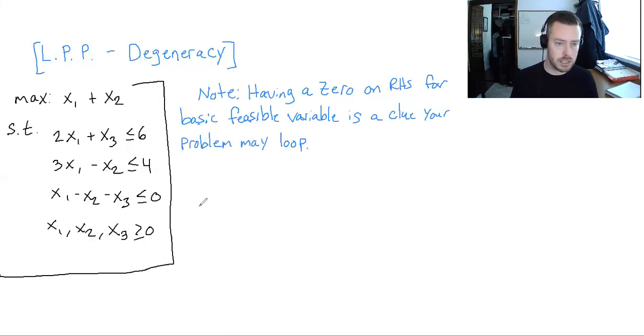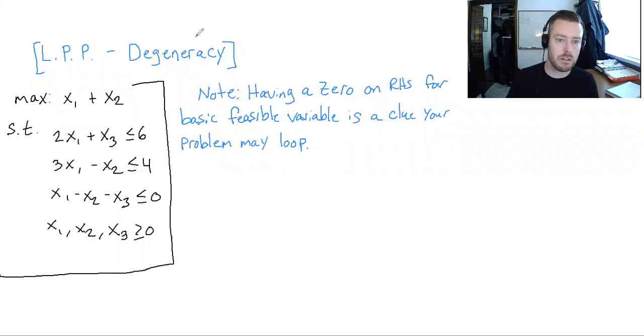So what this says is that if you have a 0 on the right-hand side of your system here, there's a chance that you could have degeneracy, which basically means that when you start your simplex method, there's a chance the simplex method can loop and you'll be stuck in an infinite loop, right? So don't let the term degeneracy fool you.